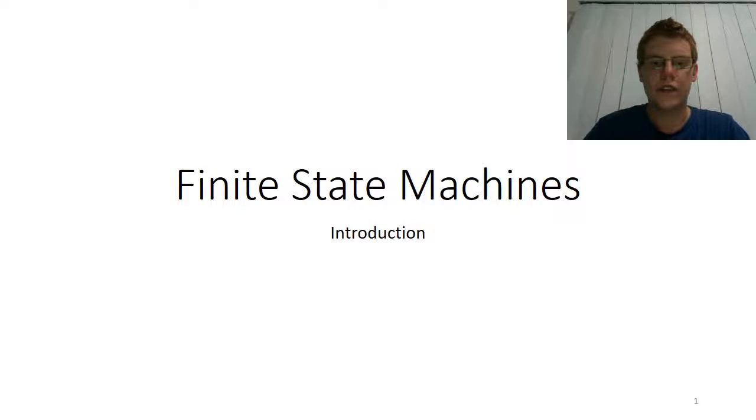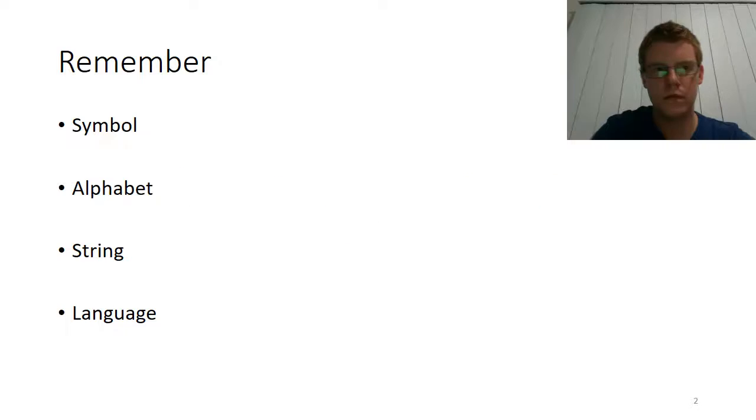This video will give a brief introduction into the simplest computational model, or automata, that we will present in this course, the finite state machine. For this video, you should remember what we mean by a symbol, an alphabet, a string, and a language.